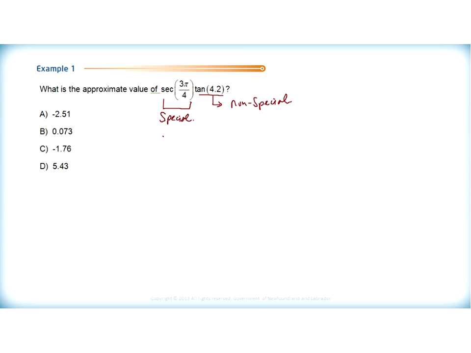Okay, let's do the special one first. The secant of 3 pi over 4, I can do that. Draw a unit circle.